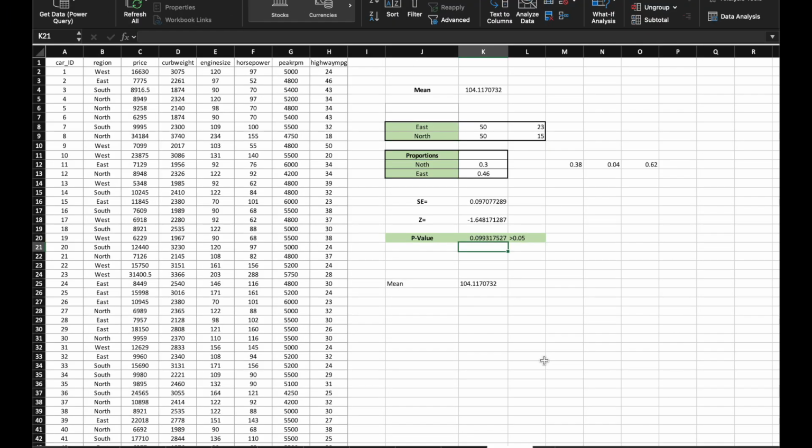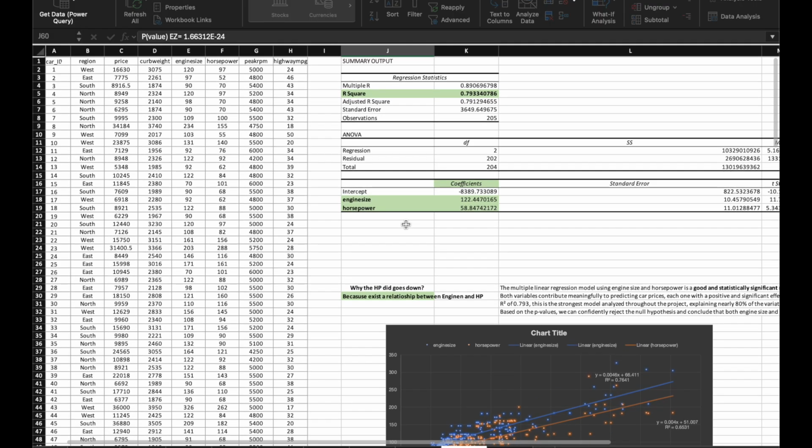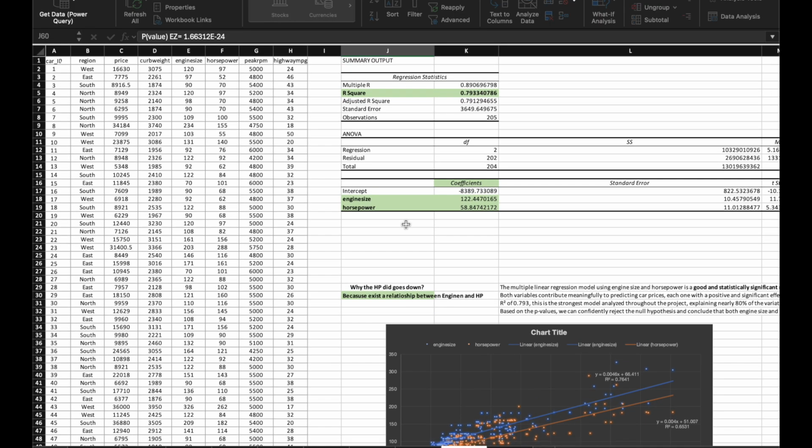Next, in question number 4, we have: can we predict price using both engine size and horsepower together? This is a multiple linear regression. It's the same idea as before, but now we use two predictors at the same time, horsepower and engine size. To run this we need to do a regression statistics, and it's the same as before.